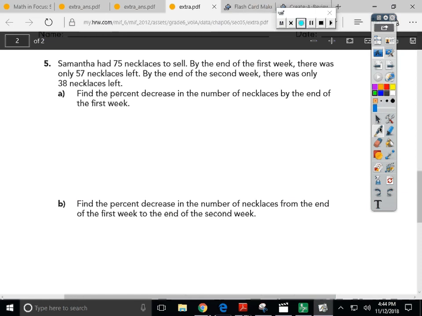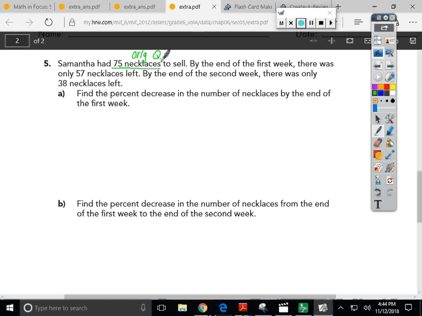I like this one because they're asking some follow-up questions, and oftentimes if there are multiple parts, you want to make sure that you get full credit, especially when we're approaching a test soon. So multiple parts means multiple points. Well, I see here that we have 75 necklaces. Sam had 75 necklaces to sell. This is the original quantity.